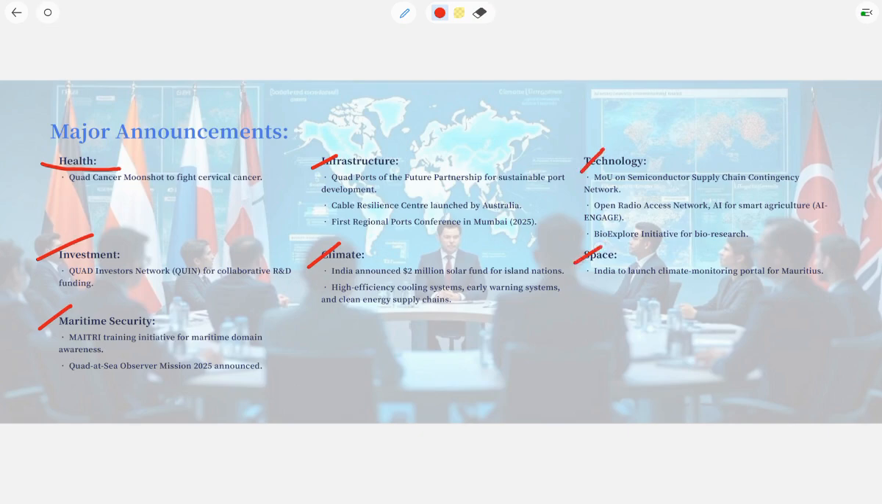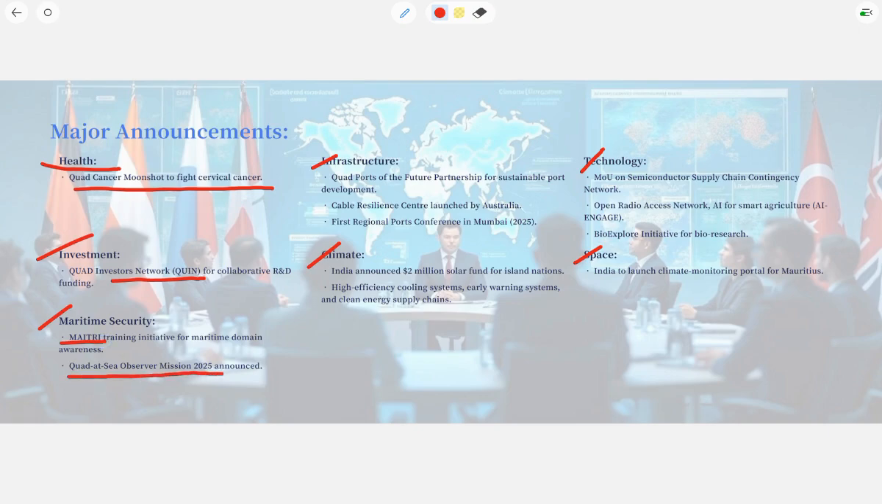In terms of health, Quad launches a moonshot to fight cervical cancer. As we know, cervical cancer is very much prevalent in those countries with women having not good health facilities. So this is very important for maternal health. Quad Investors Network, Maritime Initiative for Training, that is a training initiative for the maritime domain. Quad at Sea Observer Mission.